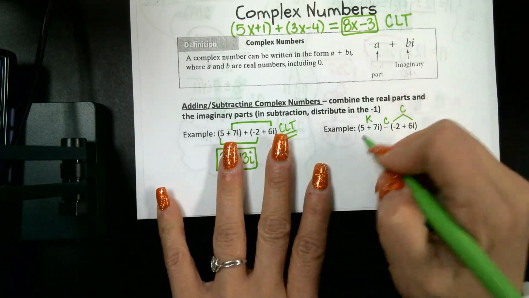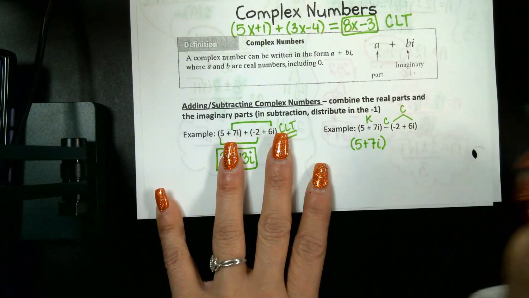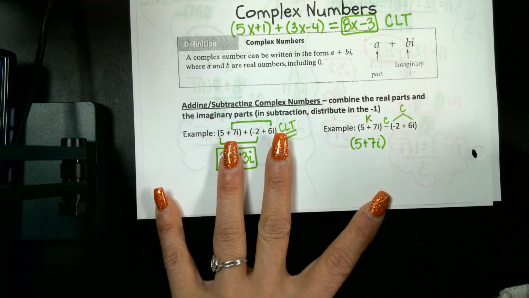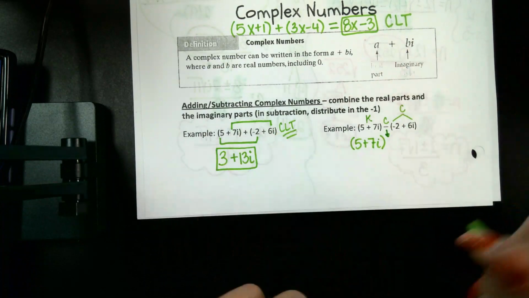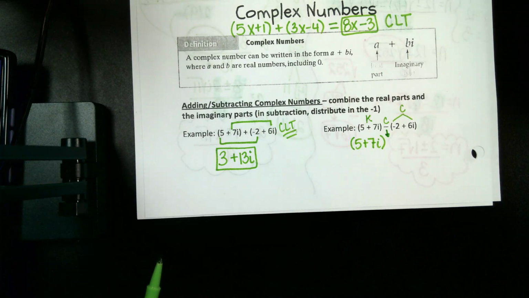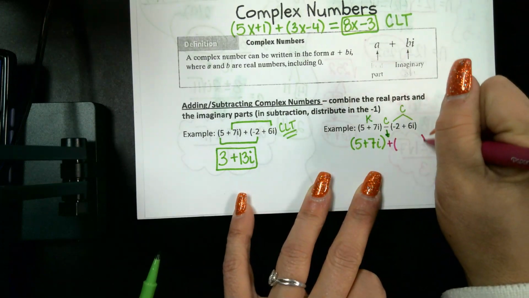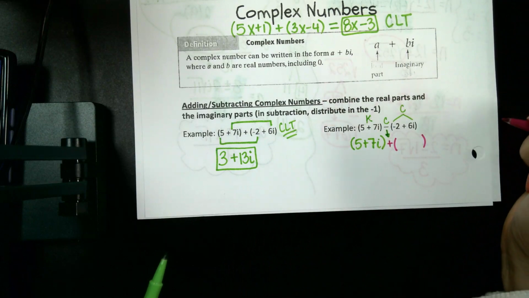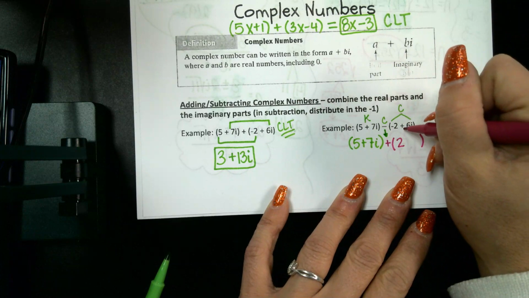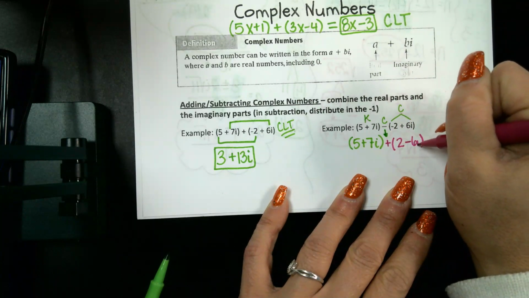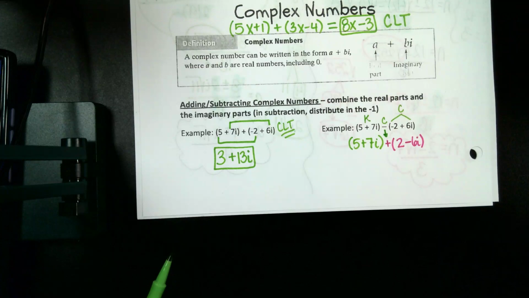Okay, so what I would do, my first set of parentheses, I'm just copying down the exact same. But then my first change happens right here in the middle. I'm going to do that in a different color. So minus becomes plus, and then everything in the second set of parentheses also changes. So -2 becomes +2, and then the plus sign becomes a minus sign. So that's how you do keep, change, change.